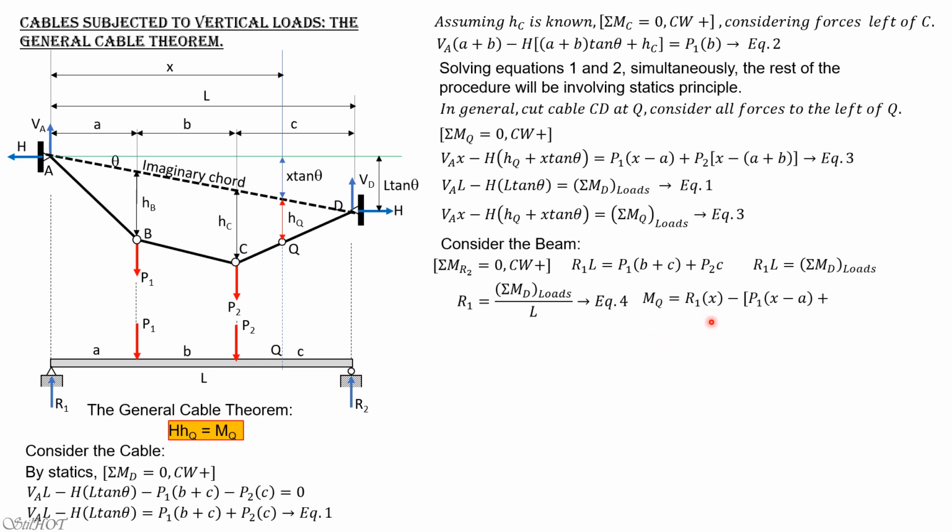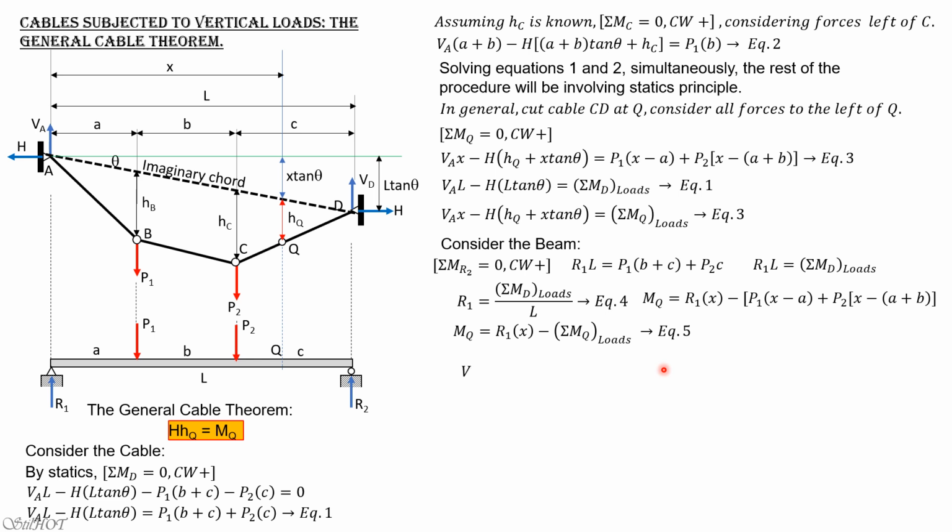So MQ therefore is R1 times X, because the distance of Q from the left is X, same as above, minus P1 times (X minus A), then minus P2 times quantity (X minus quantity (A plus B)), or simply minus quantity [P1 times (X minus A) plus P2 times quantity (X minus quantity (A plus B))]. And take note that this expression is equal to summation of moment about point Q due to the loads, which is the same as that. So MQ therefore equals R1 times X minus summation of moment about Q due to the loads.